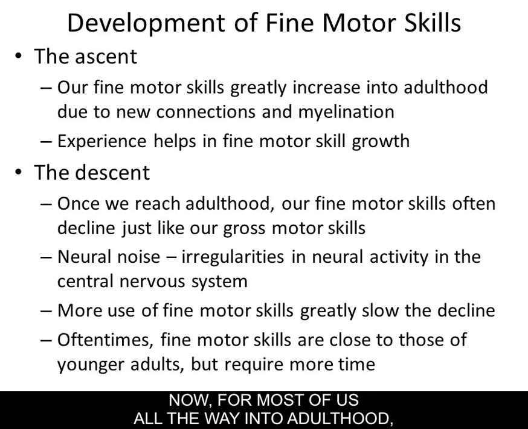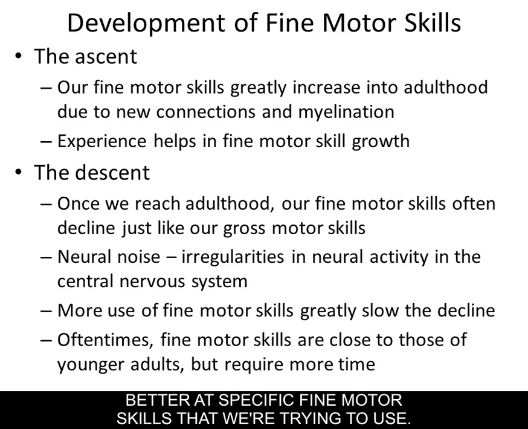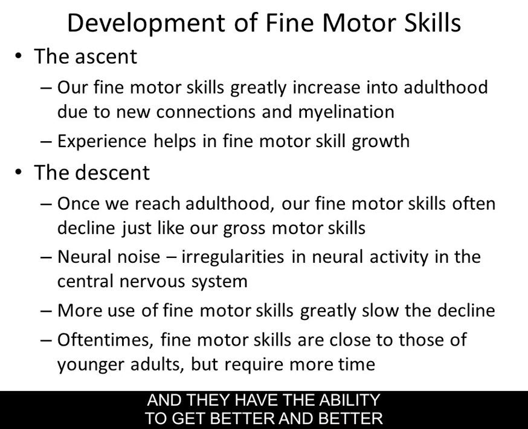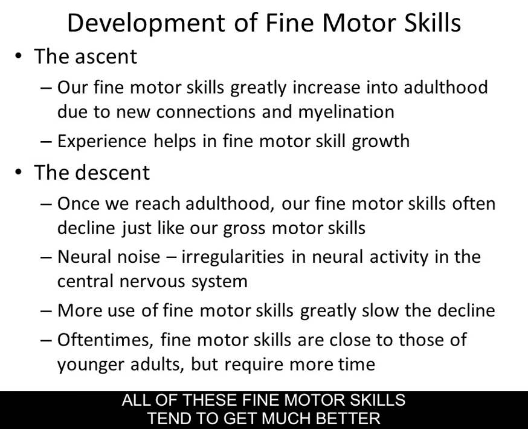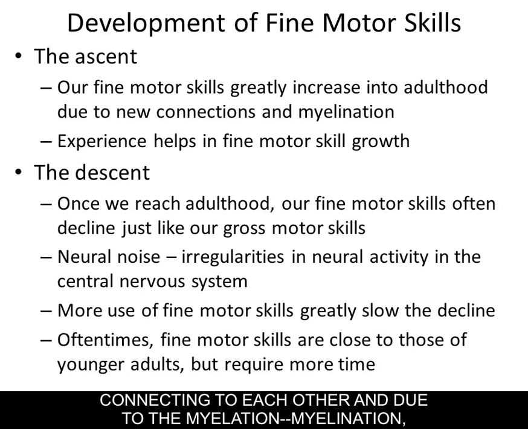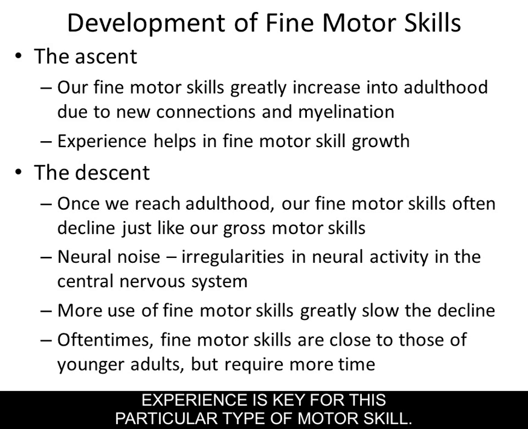Now, for most of us, all the way into adulthood, we're getting continually better at specific fine motor skills that we're trying to use. So if you've got a child that likes to type, they're getting better and better at typing, and they have the ability to get better and better at typing all the way up to the age of 30. If you've got a person that likes to write or a person that plays the piano, all of these fine motor skills tend to get much better and much quicker due to the coordination of the nervous system, so those neurons connecting to each other, and due to the myelination of those neurons that we have in our body. Experience is key for this particular type of motor skill.